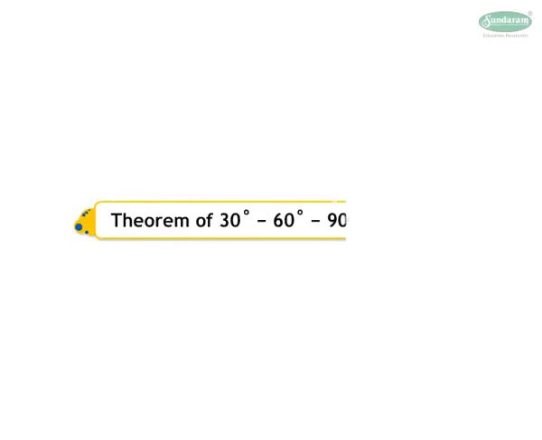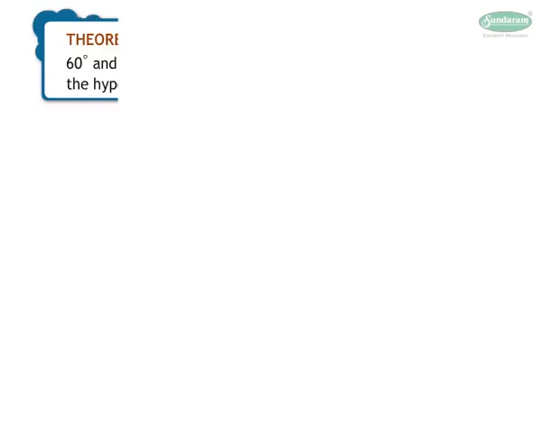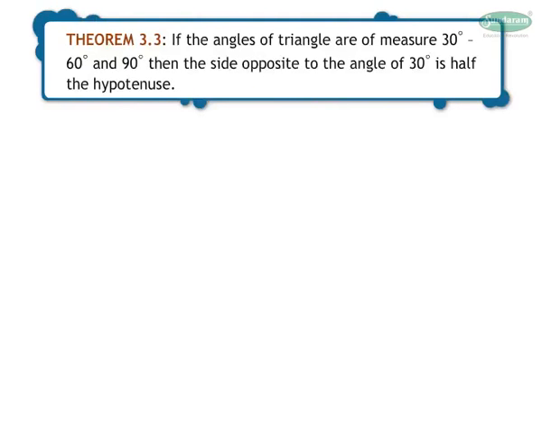Coming to theorem of 30 degrees, 60 degrees, 90 degrees triangle. Theorem 3.3. If the angles of a triangle are of measure 30 degrees, 60 degrees and 90 degrees, then the side opposite to the angle of 30 degrees is half the hypotenuse.